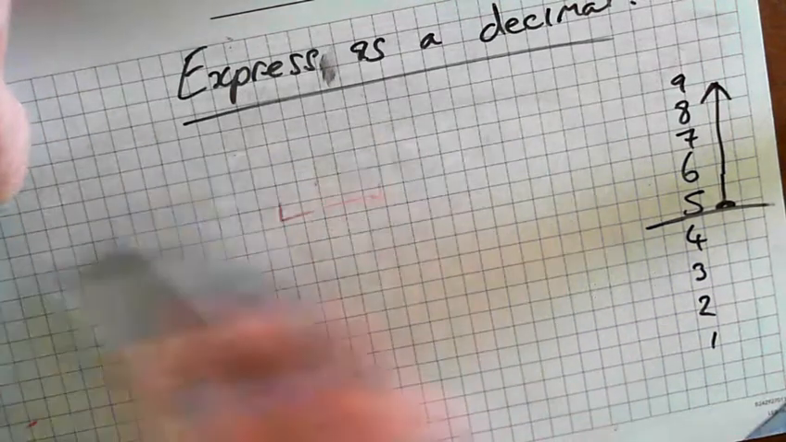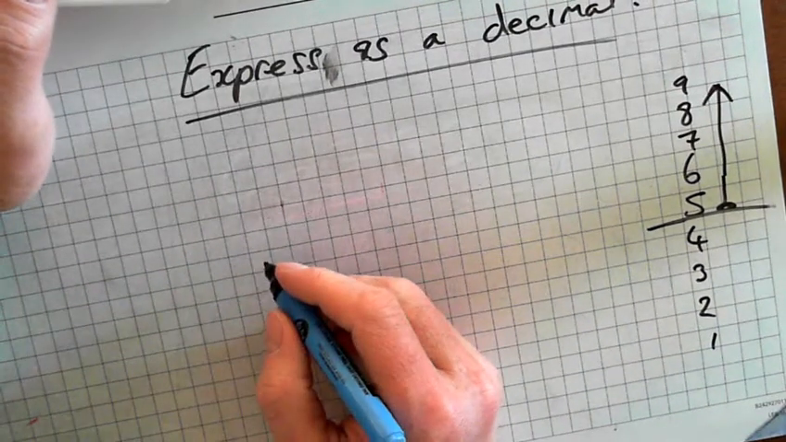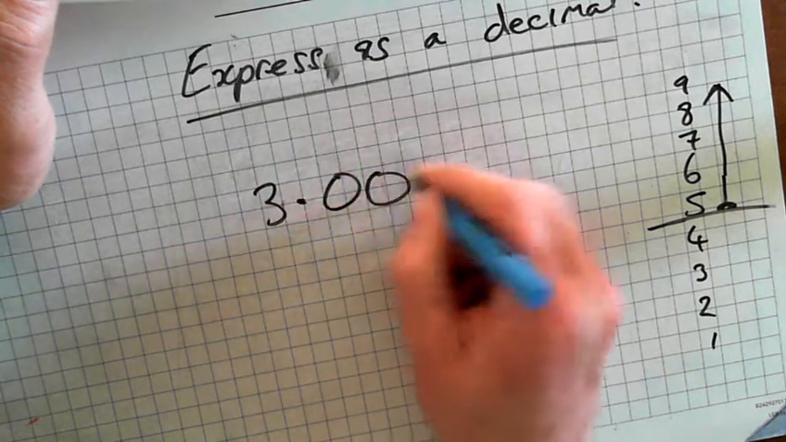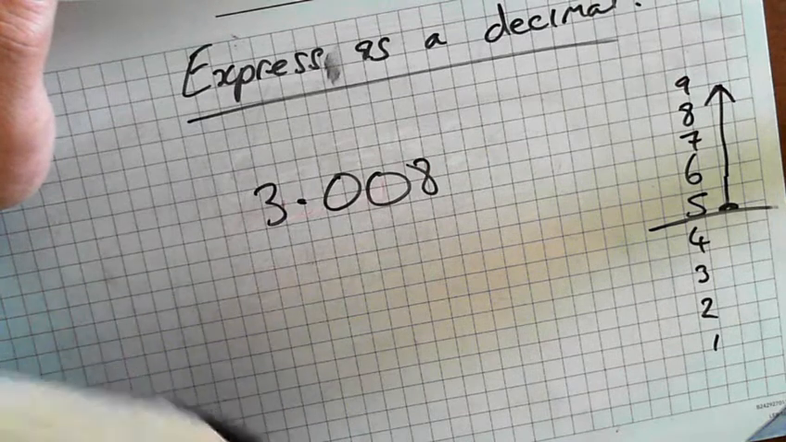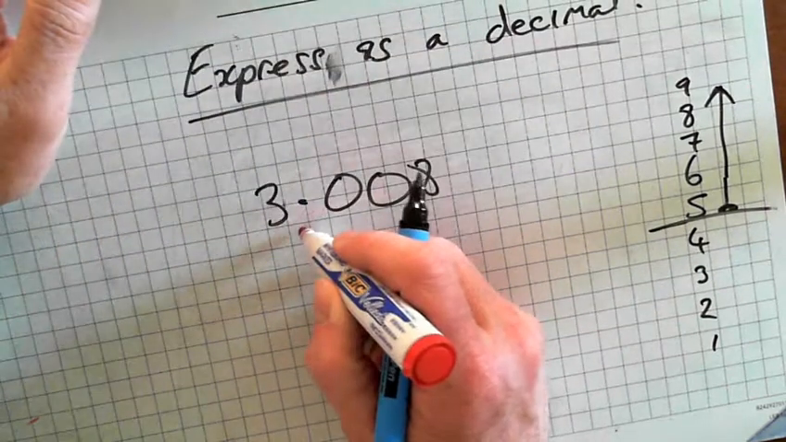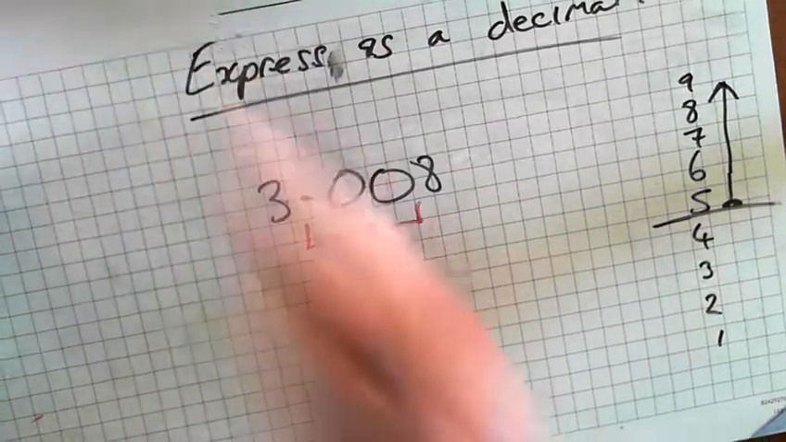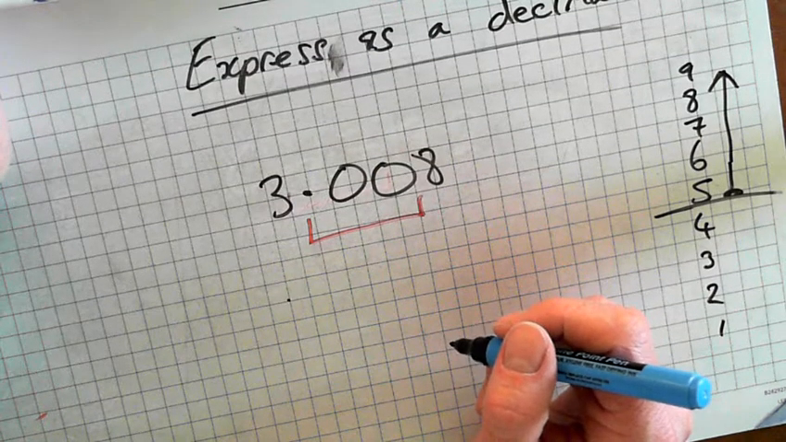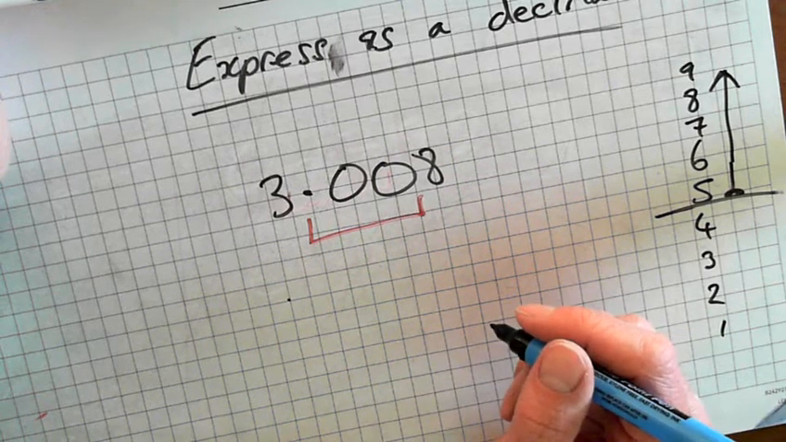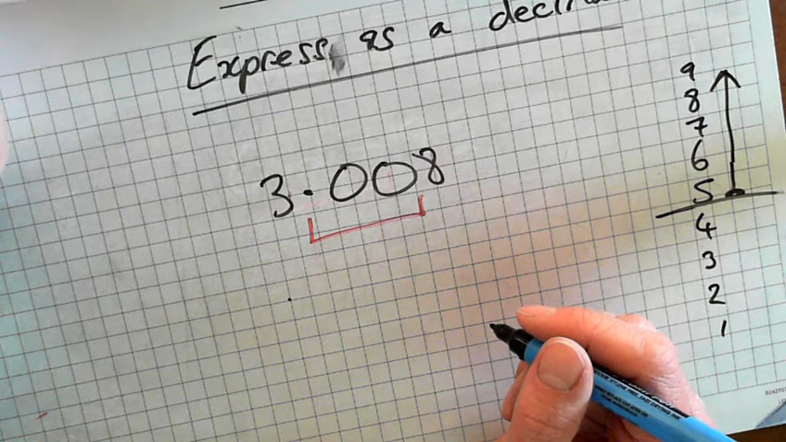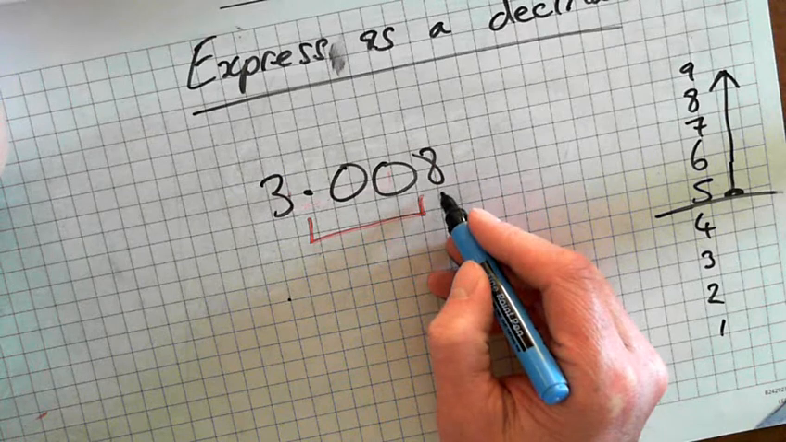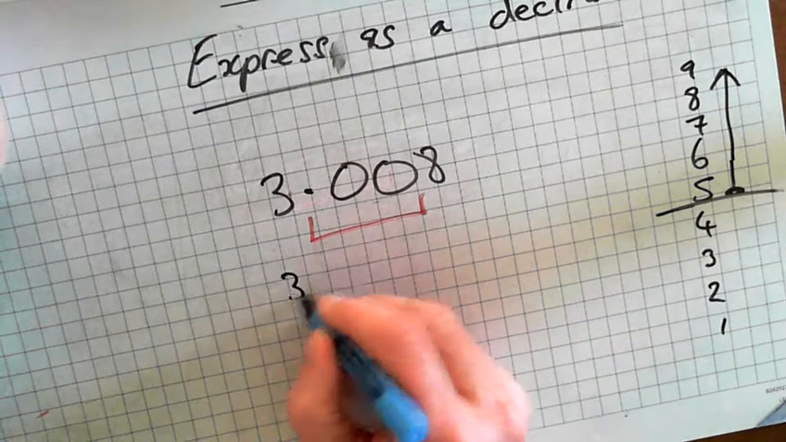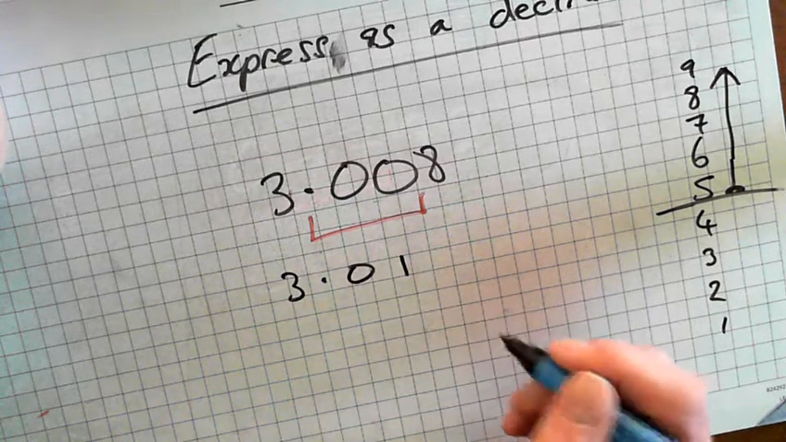Another example. If I have 3.008, correct to 2 decimal places. There's 2 decimal places. Do I round it up, John? You're not looking. Do I round it up? No. Yeah. I look at the 8. Oh, the 8, yeah. There's 2 decimal places. Round it to 2 decimal places. Do I round it up? Yeah. 3.01. Okay.